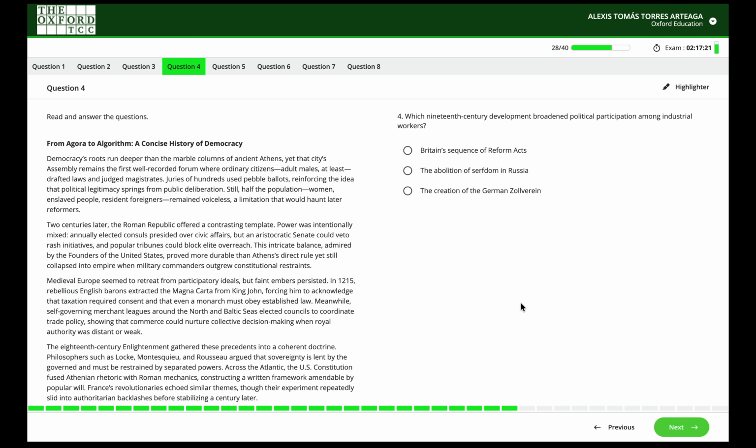Which 19th century development broadened political participation among industrial workers?